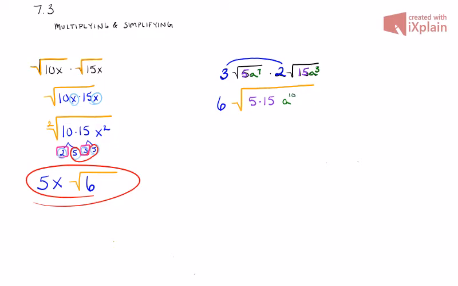So 5 itself is already a prime number. I can't break it down. But 15 I can break down into 3 times 5, which are both prime numbers. Now we can go ahead and see if anyone can escape.